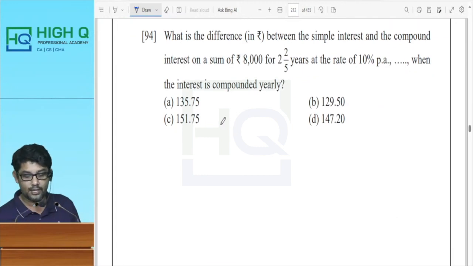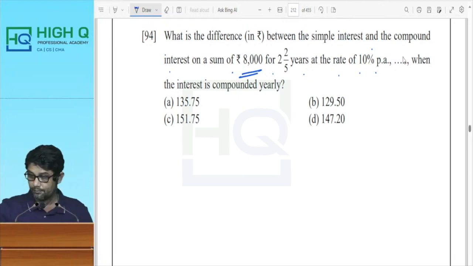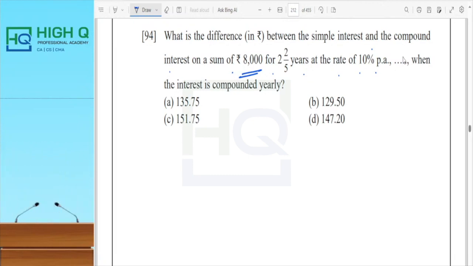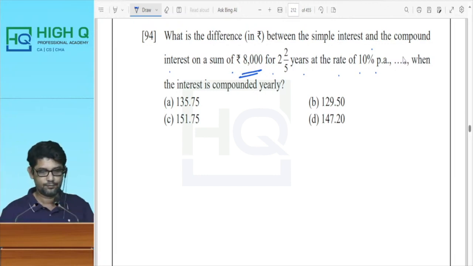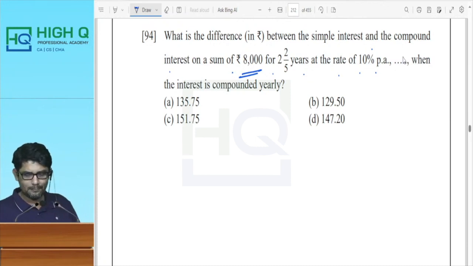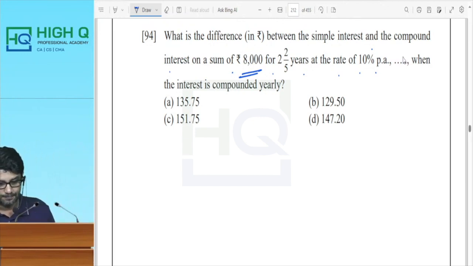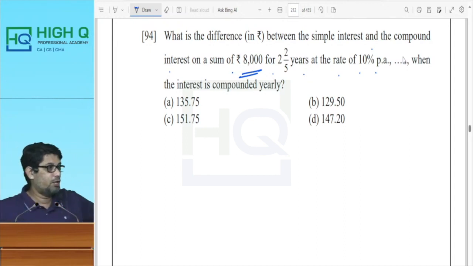Next, what is the difference between the simple interest and the compound interest on a sum of 8,000 rupees for 2 by 5 years at the rate of 10% per annum when the interest is compounded yearly? Can you please do this? So you need to find out simple interest and the compound interest for 2 by 5 years.